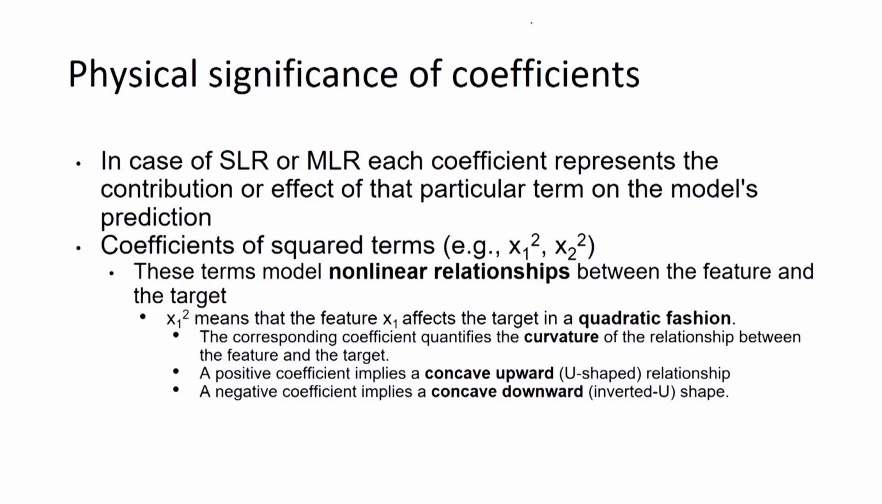For example, we have seen that in the case of simple linear regression, our model is y is equal to b naught plus b1 x. In the case of multiple linear regression, the model is b naught plus b1 x1 plus b2 x2 plus b3 x3. So, we are assuming there are 3 independent variables. So, our model is y is equal to b naught plus b1 x1 plus b2 x2 plus b3 x3.